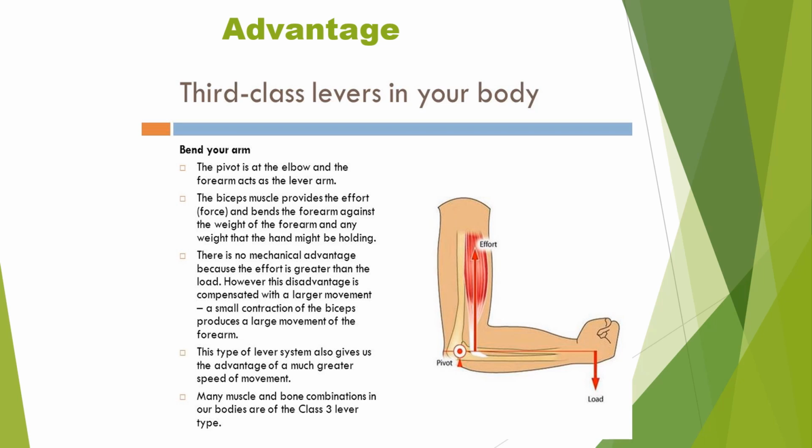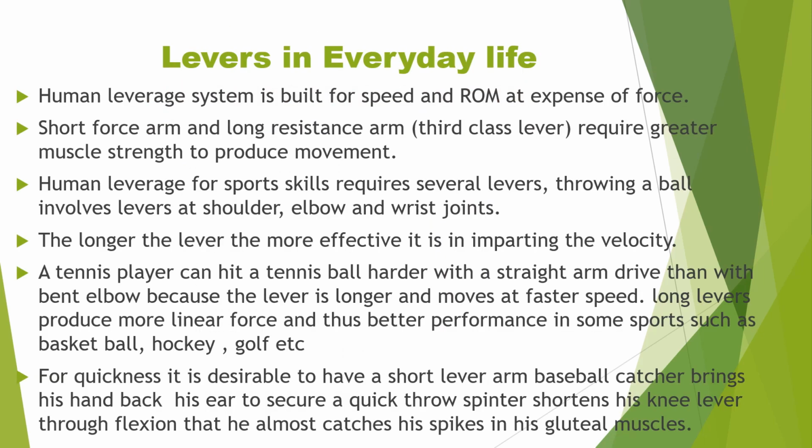Here you can see the elbow is acting as a pivot joint. Biceps muscles will provide the effort force and bend the forearm against the weight of the forearm and any weight that the hand might be holding. There is no mechanical advantage because the effort is greater than the load. However, this disadvantage is compensated with a large movement, that is, a small contraction of biceps produces a large movement of the forearm. So, a few examples of levers in everyday life.